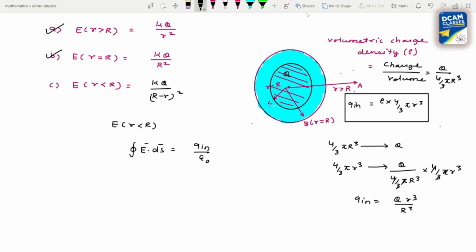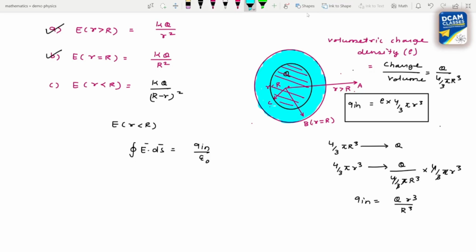Now before proceeding, let me just confirm whether you understood this or not. Dharni, you understood? Sir, once can you explain the volumetric charge density again? See, what is volumetric charge density? Volumetric charge density is defined as charge present per unit volume.